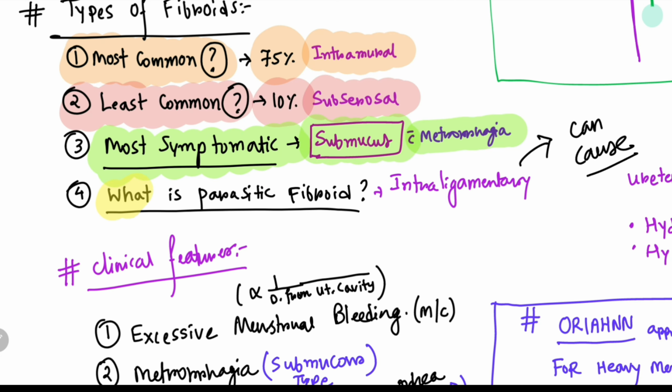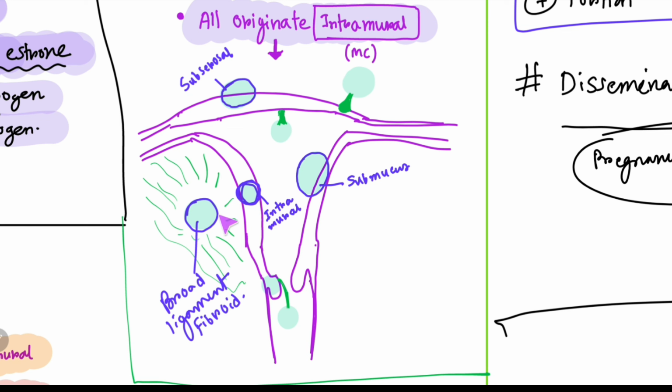There is another type of fibroid called the parasitic fibroid. So what is a parasitic fibroid? That is also known as the intraligamentary fibroid. Here you can see this fibroid situated in the broad ligament of the uterus. So this is known as an intraligamentary fibroid. Why is this considered a parasitic fibroid? Because this fibroid gets its blood supply from the surrounding structures, whereas all other fibroids get their blood supply from the uterine circulation. Since it is not getting blood supply from the uterine supply, it is considered a parasitic fibroid.